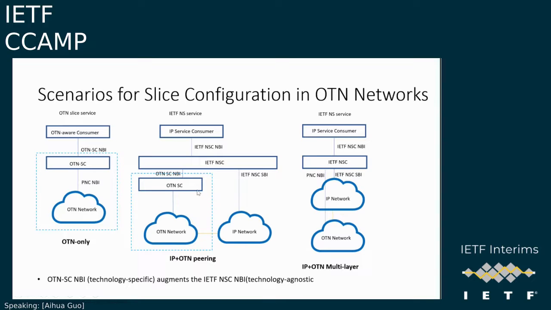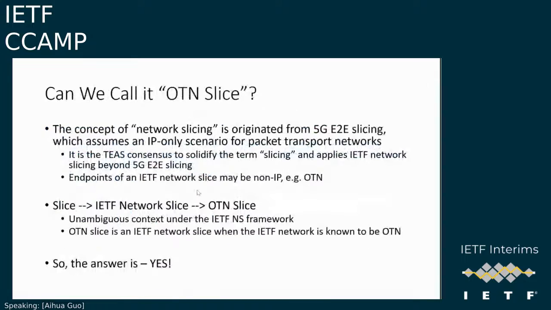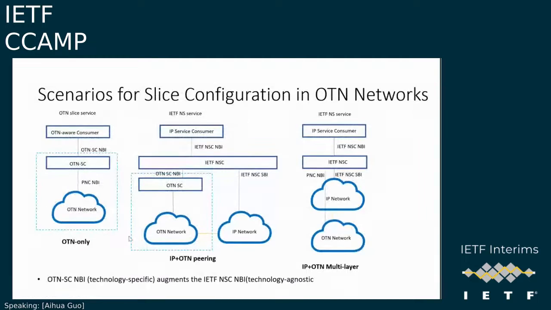Yeah, let me try to respond, and then others can follow. So basically, yeah, I think you're right. We have put some description here. So in that sense, an OTN slice is just an IETF network slice when the IETF network is known to be OTN, right? So if you go back to this picture where we show the OTN slice, this is essentially an IETF network slice with OTN augments, right? If that makes sense to you.